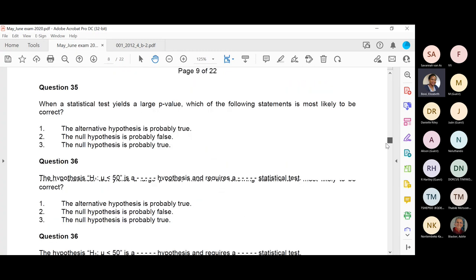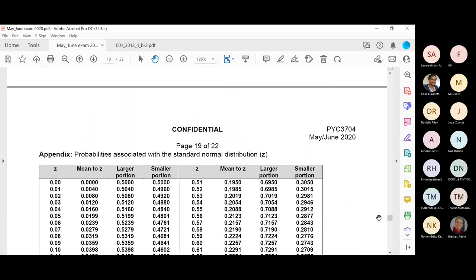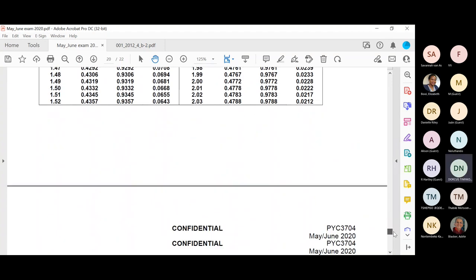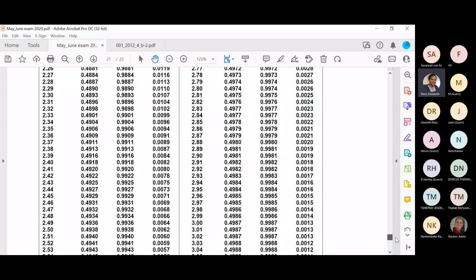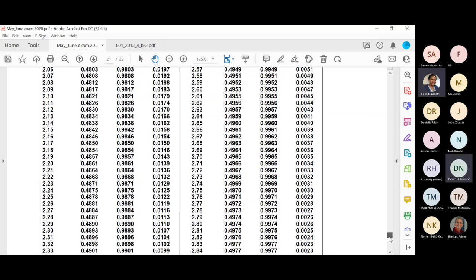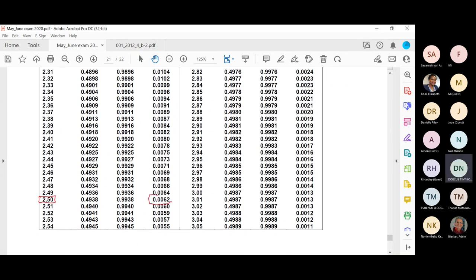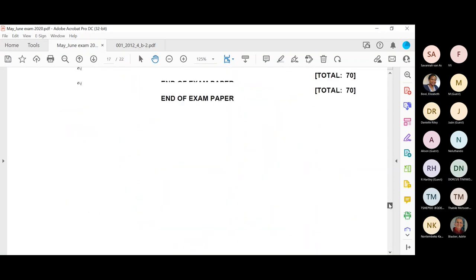I'm going to scroll on this question paper, and hopefully there is a table here. Yes, there is. Remember, we're looking for 2.5. If this table has two decimals, it will be 2.50. So let's go find 2.5. There is 2.5, and we're looking for the smaller portion, which is the last column. Which is 0.0062. Go back to the question.